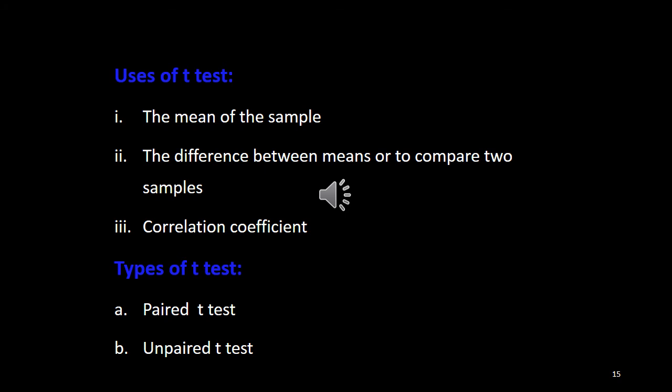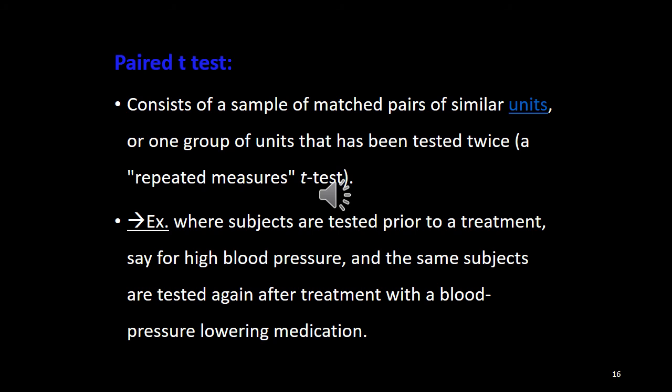The types of t-test are paired t-test and unpaired t-test. Paired t-test is in your syllabus, and this test consists of a sample of matched pairs of similar units, or one group of units that has been tested twice, a repeated measures t-test. For example, subjects are tested prior to a treatment, say for high blood pressure, and the same subjects are tested again after treatment with a blood pressure lowering medication.